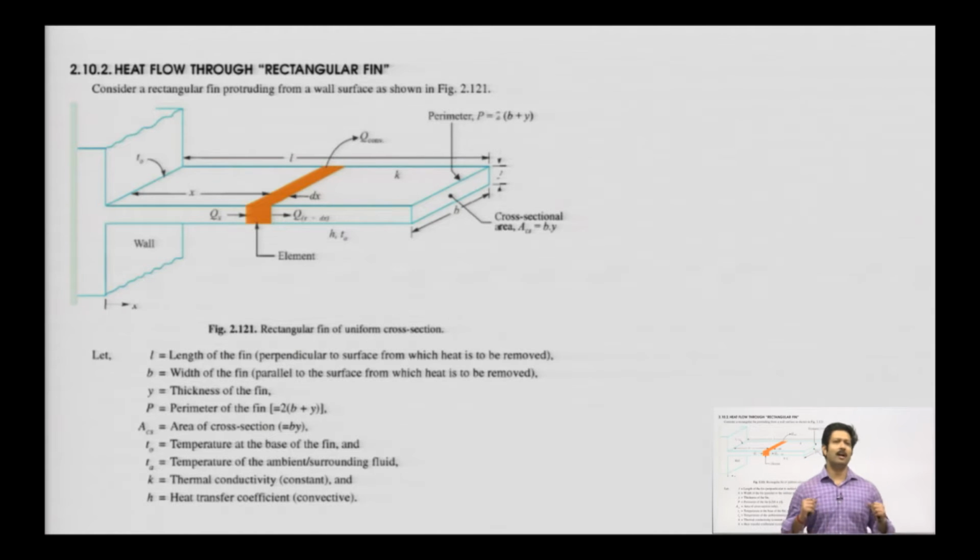There is also an intrinsic property, that is k, and we all know the unit is watts per meter Kelvin. The insulator has a very low k and the metal has the highest k. The length is L, the breadth is B, and the thickness is Y. The perimeter is actually 2 into (B plus Y).